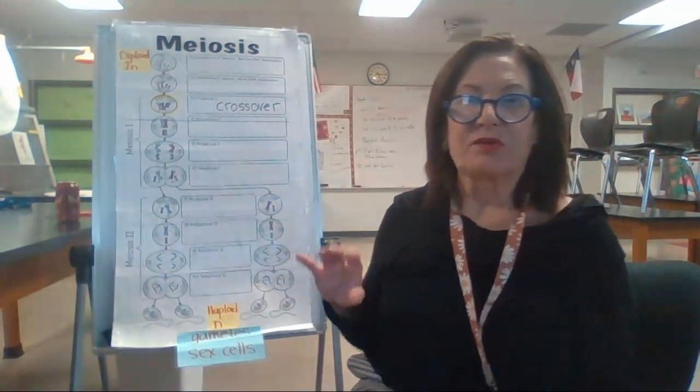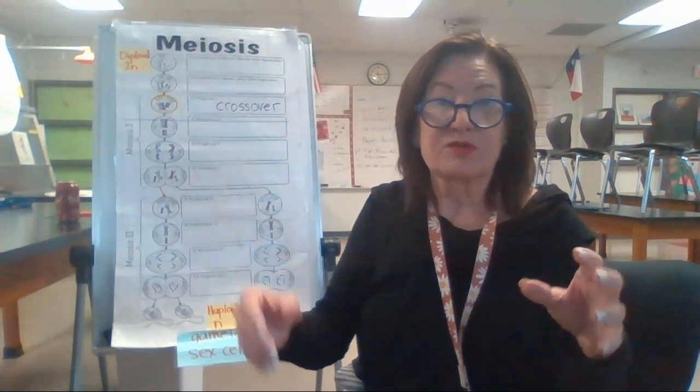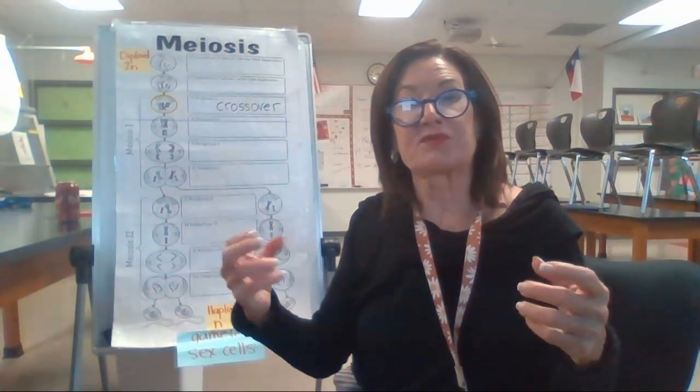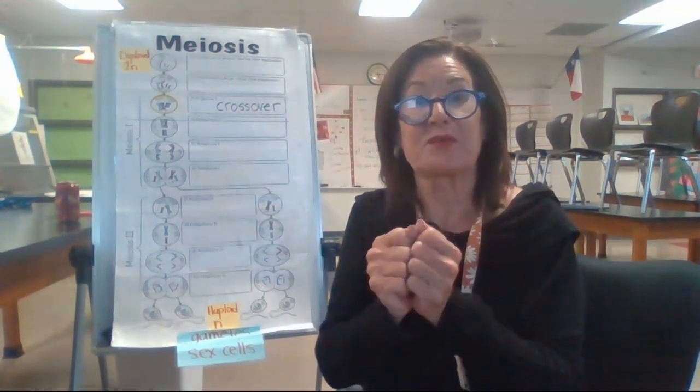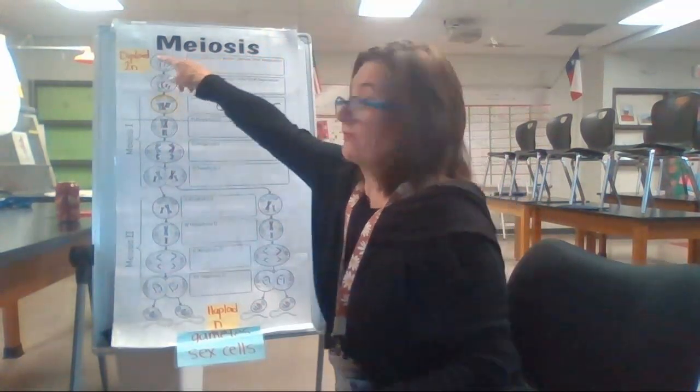And they're haploids because it's going to be egg and sperm. So I need half of my chromosomes from my mom and half of the chromosomes from my dad. So when it comes together, I have the full amount of chromosomes, like I did when I first started up here. Okay, so we're going to start with vocabulary first.